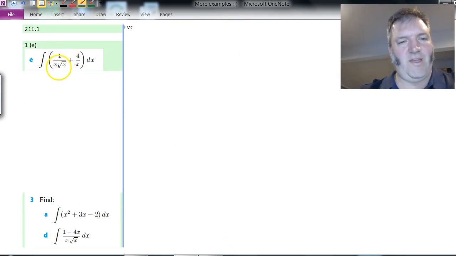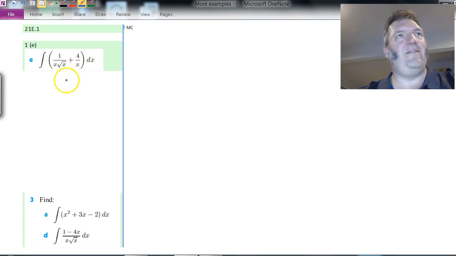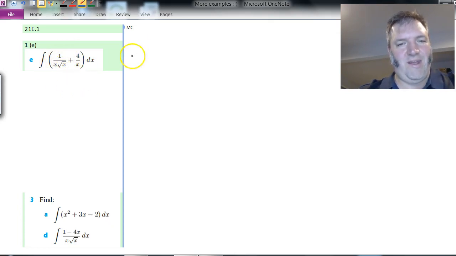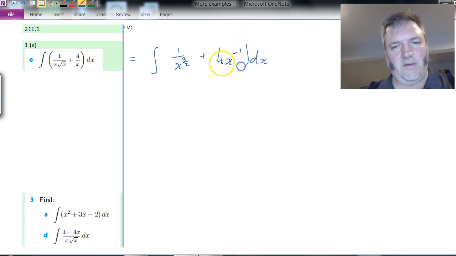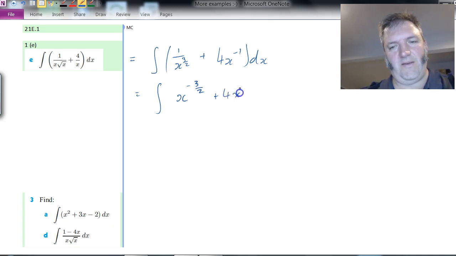Here I've got the integral of (1 over x root x plus 4 on x) dx. Yep, that's what we've got. So we're just going to make that look a little bit nicer first. That's the same as the integral of 1 over x to the 3 on 2 plus 4 over x, which is 4x to the negative 1, dx. Let's just again make that look a little bit nice by writing 1 over x to the 3 on 2 as x to the negative 3 on 2 plus 4x to the negative 1 dx.